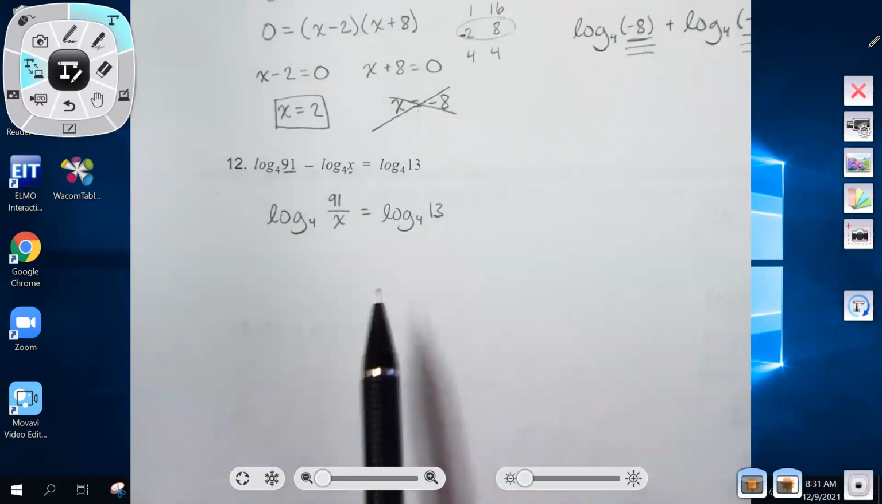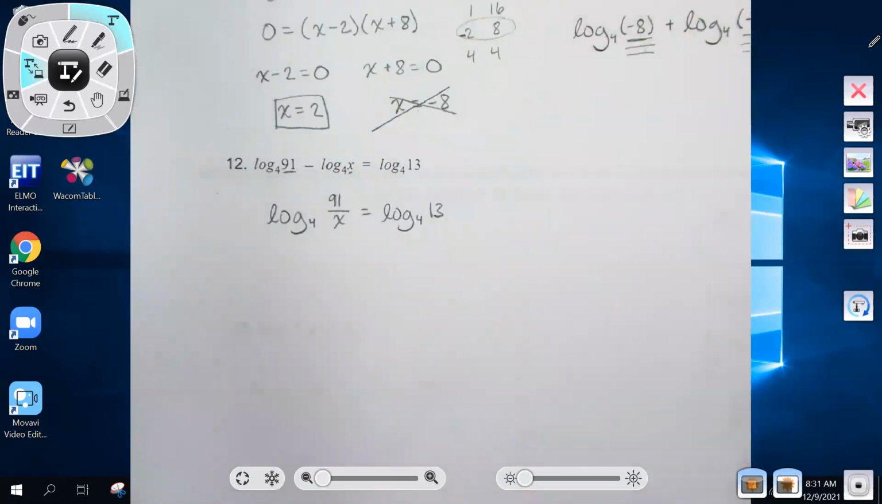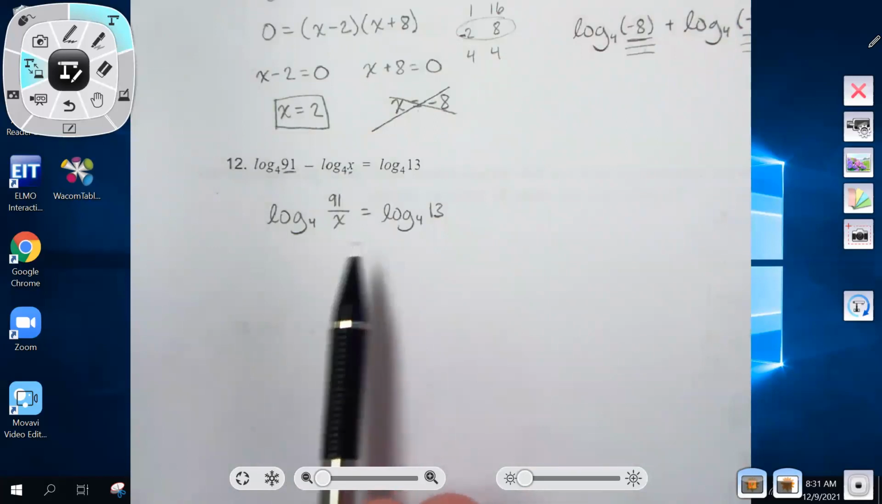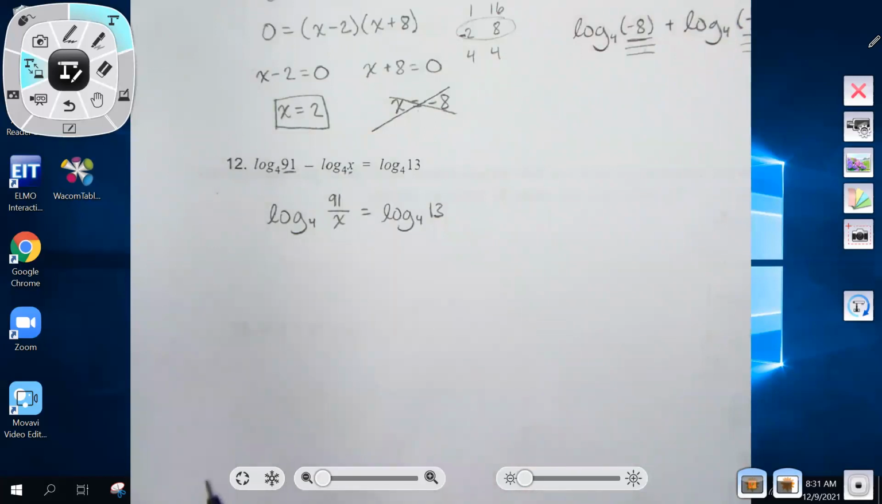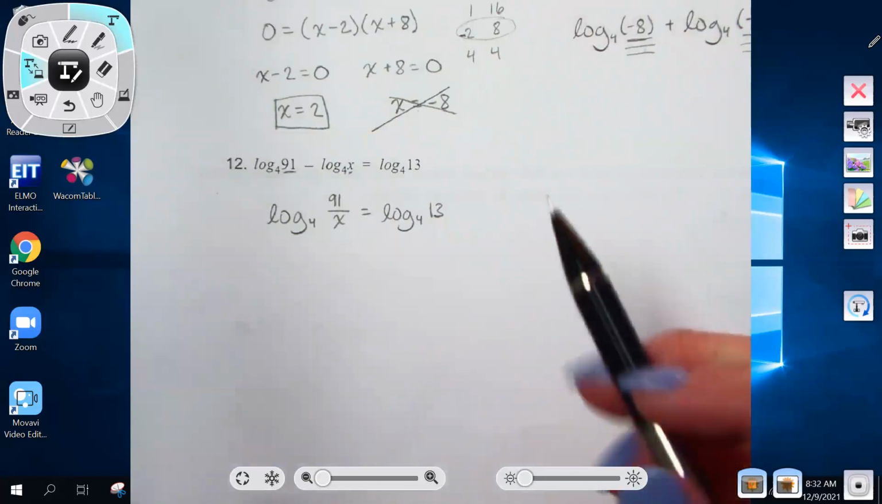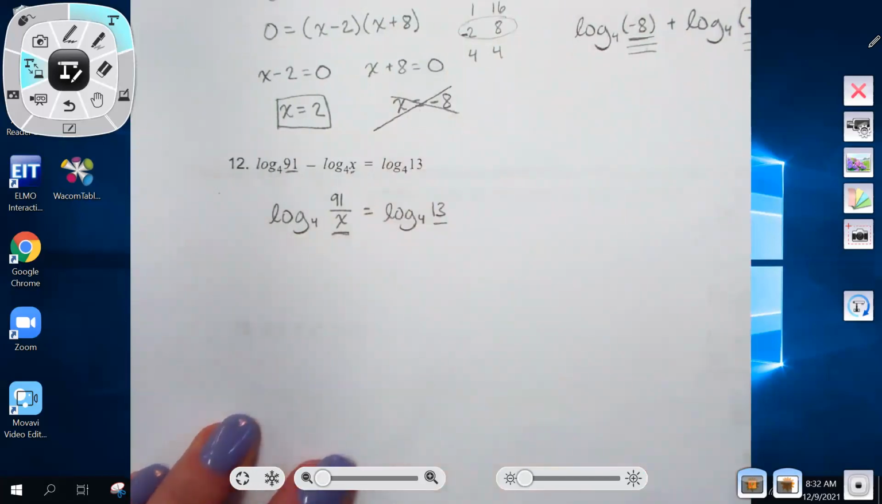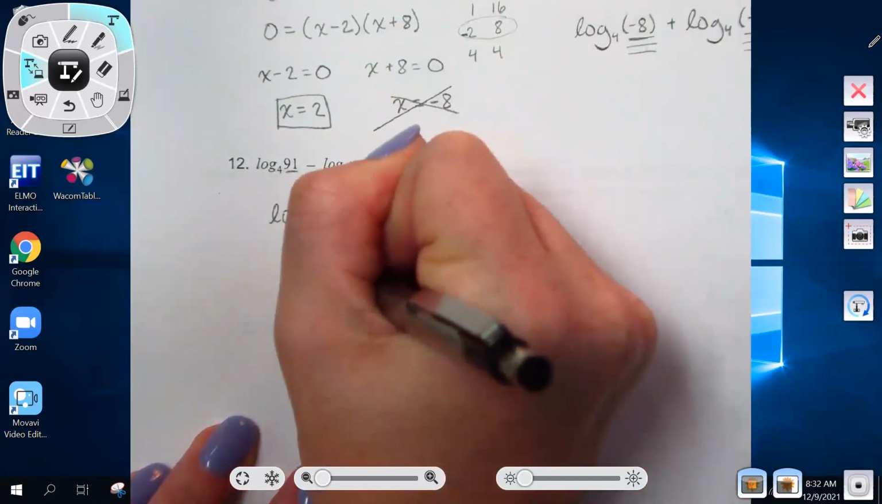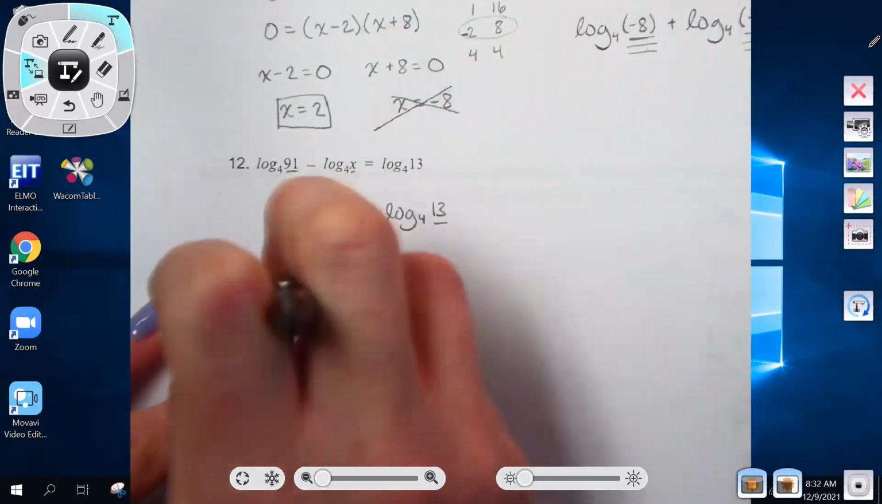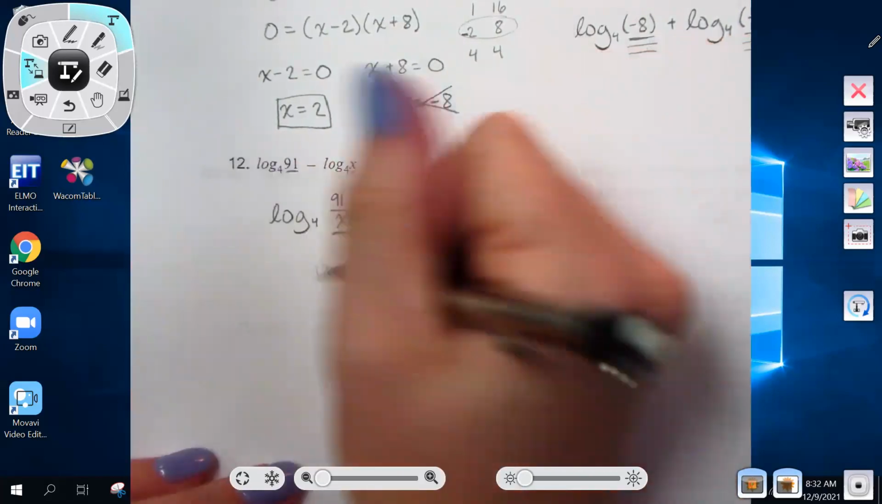Now we have something that looks similar to number 10. A logarithm set equal to another logarithm, and they have the same base, which means we can set this fraction equal to 13 in order to solve. So 91 divided by x equals 13.